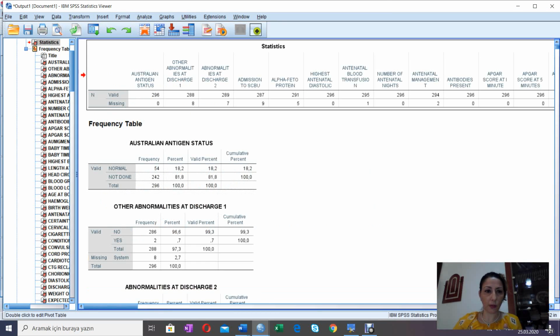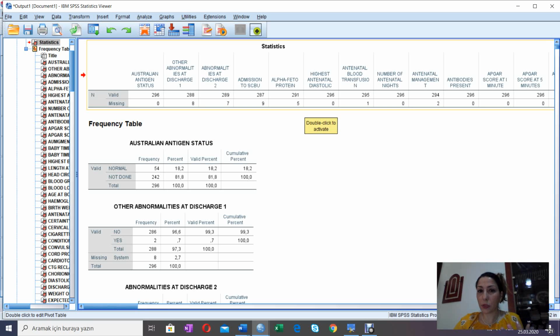Okay, so I have in total, you see, without missing, 296 patients in this hospital dataset. And I have some missing values. This means for some patients, I don't know what these variables are for them. For example, for some patients, I don't know alpha fetoprotein, okay? So when I don't know, I didn't enter it. So for 5 persons, I don't know it and I didn't enter it.